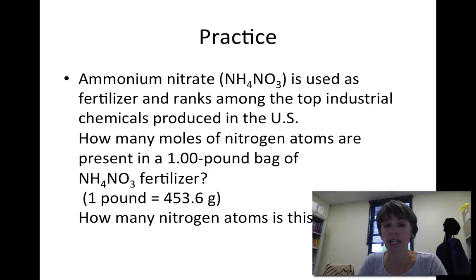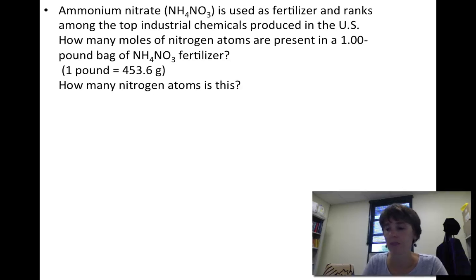So ammonium nitrate, NH4NO3. It's a fertilizer, and so we've got a practice question here. If you're feeling confident, go ahead and try it without my explanation. If not, I'll work through it. So the question is, how many moles of nitrogen atoms are present in a 1 pound bag of fertilizer? Pounds are not used very often in chemistry, so we have a conversion factor here to get us from pounds to grams. And then second question, how many nitrogen atoms is this?